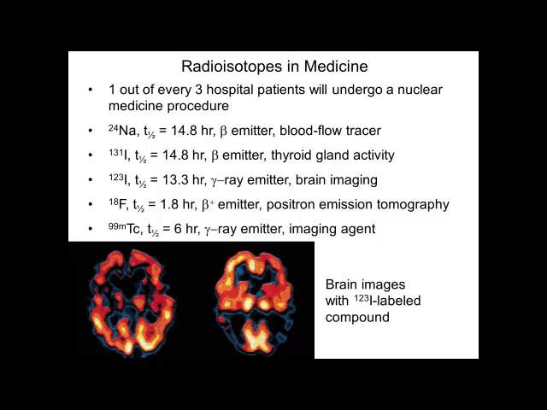Many radioisotopes are used in medicine. Sodium-24, a beta emitter, is for blood flow. Iodine-131, thyroid. Iodine-123 is used in brain imaging. Fluorine-18, positron emission tomography, PET scan. And technetium-99 is an imaging agent. See the graphic, the picture actually of brain images labeled with I-123.